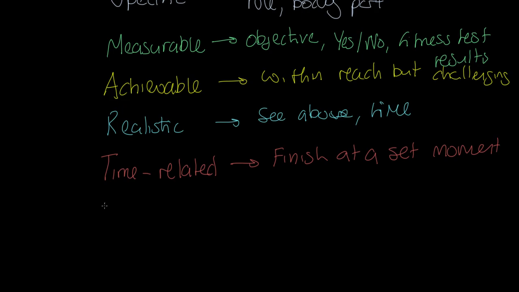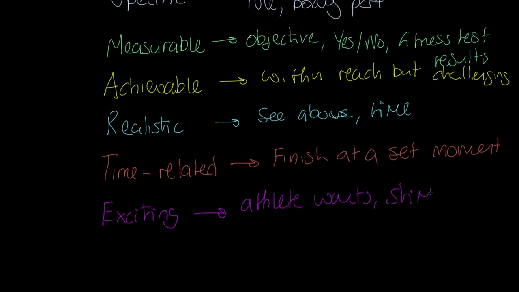Penultimately, our goal must be E, and by E we are talking about the goal must be exciting. It must be something that the athlete wants. It must be done in a way that is stimulating, that is motivational, extrinsically motivating, because it's interesting, they want to go and achieve it. Now, the fact that we're going to set a good goal probably is quite exciting in and of itself.